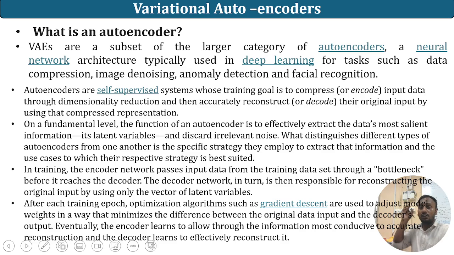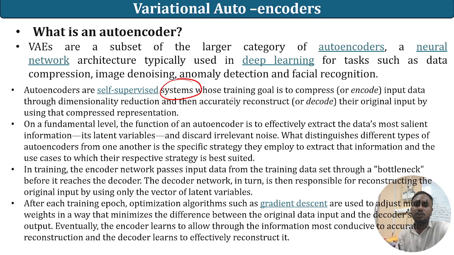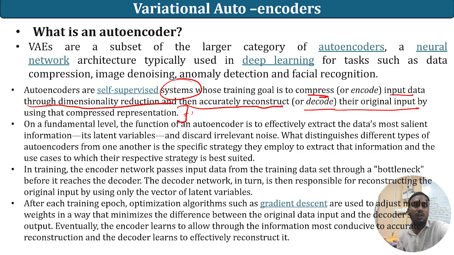So what is actually an autoencoder? An autoencoder is a self-supervised system. It is trained to compress the input data through dimension reduction, then accurately reconstruct the data, decoding the original input by using that compressed representation. On a fundamental level, the function of an autoencoder is to effectively extract the more salient information. It means we take the information-rich latent variable and discard the irrelevant noise. So that is the purpose of that.